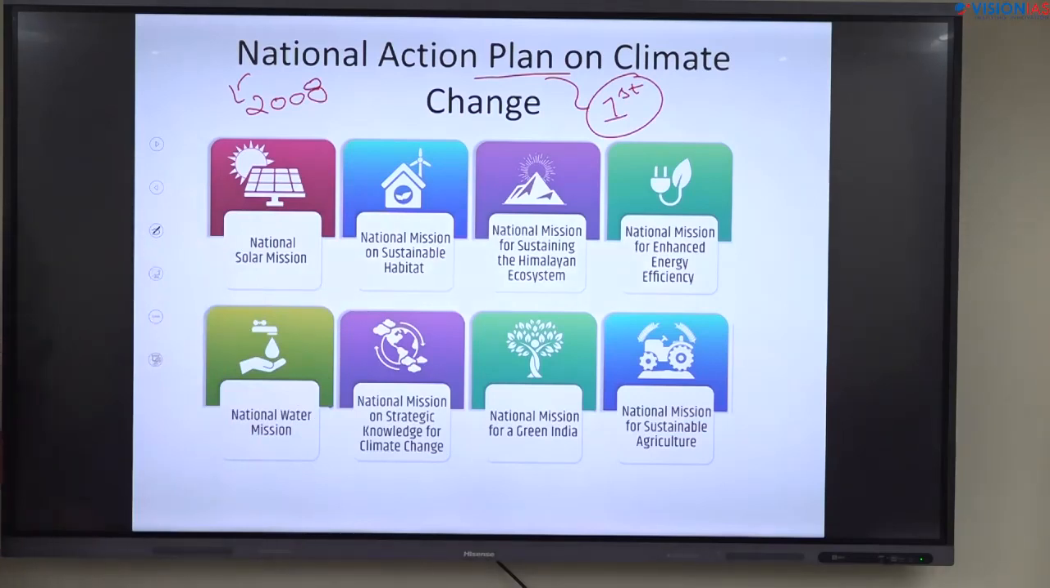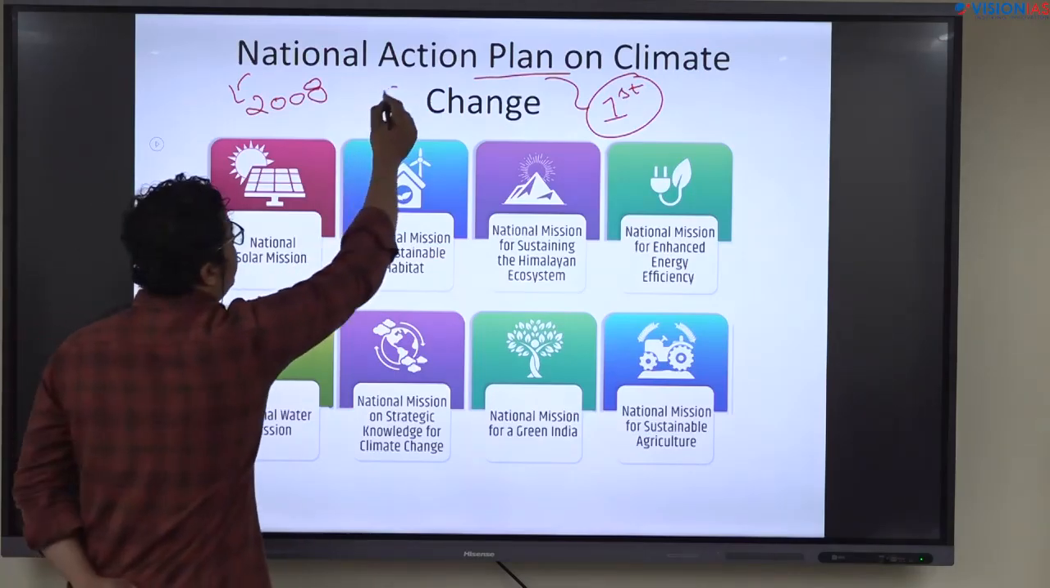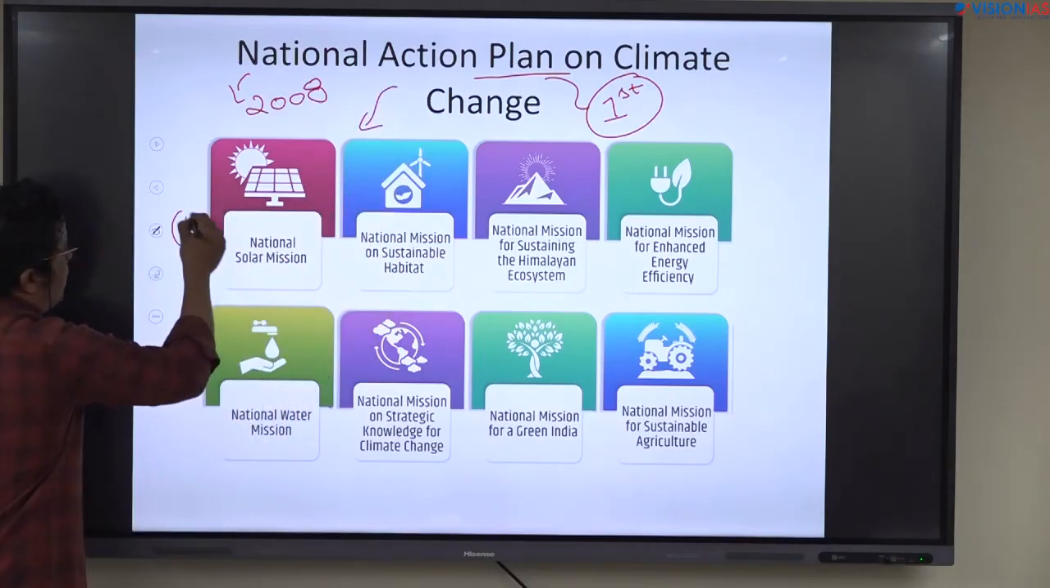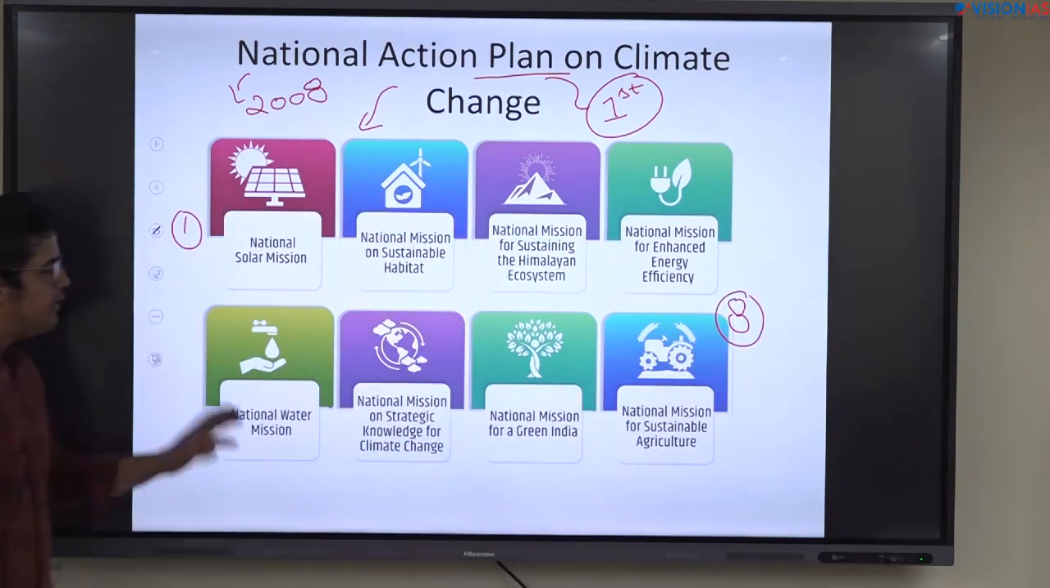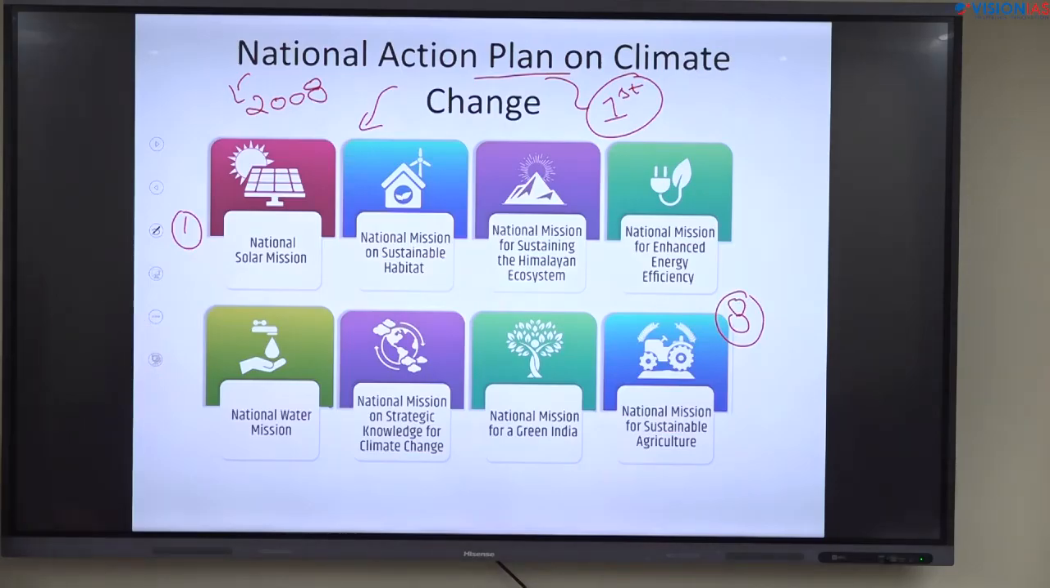Before this, there was no action plan in India. Even climate change was not taken seriously in India. In 2008, India came up with a very detailed and comprehensive action plan. So you can see from the name itself, National Action Plan on Climate Change, it tells you India wants to tackle climate change. So how can India tackle it? India has 8 different missions in it. These 8 missions are part of our action plan.